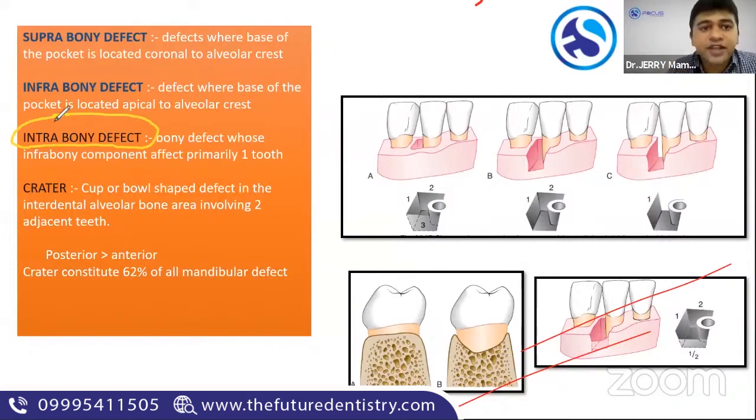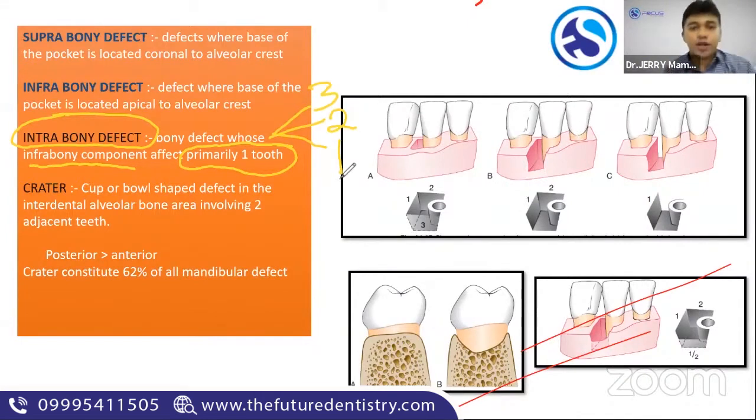What is intrabony defect? A bony defect whose infra bony component primarily affects only one tooth. So it is a type of infra bony defect, but it affects only one tooth. I'll explain why we are saying like that. Okay. So we studied the subdivision of this. What did we study? Three wall defect, two wall defect, and one wall defect. Now, what do you mean by three wall defect?